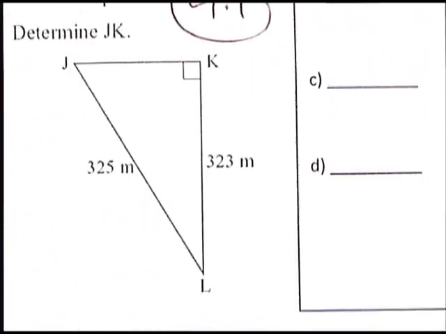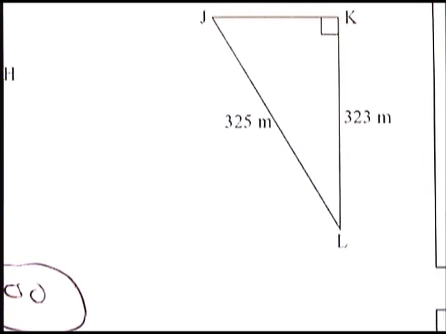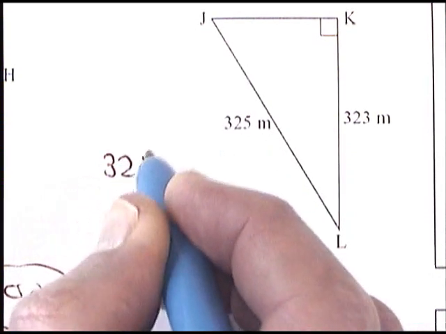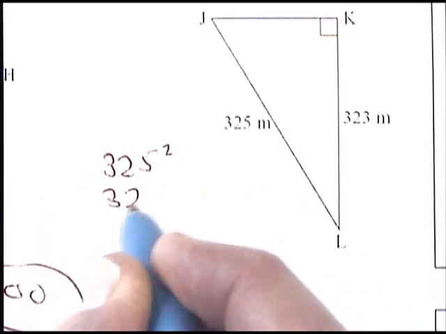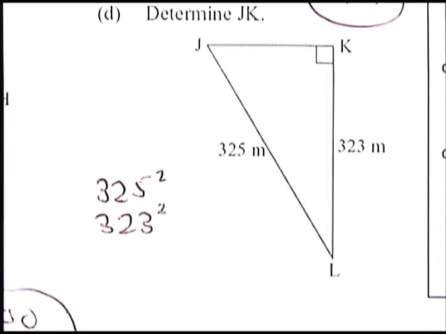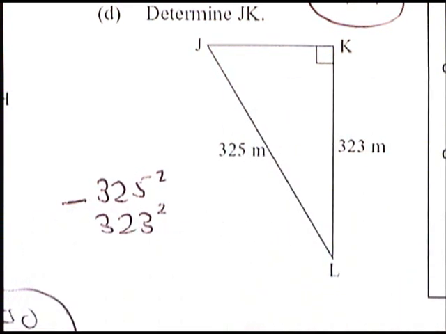Across to part D. Again, we've got two sides given to us. We need to find the next one, the missing one. You do 325 squared. You do 323 squared. Are we finding on this one the longest side or one of the short sides? One of the short ones. So, we do taking away with those answers.